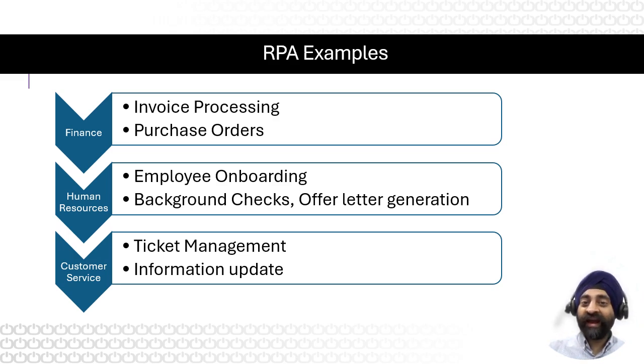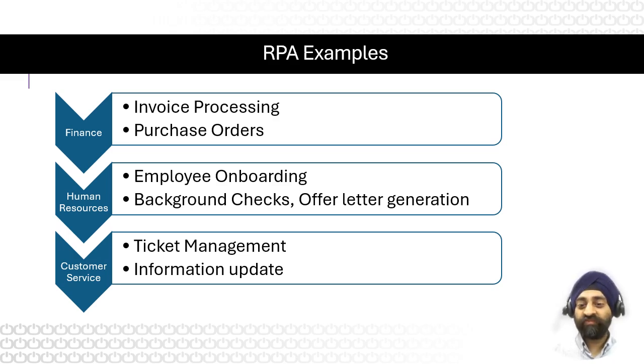So RPA enhances ticket management processes. Bots can categorize incoming customer inquiries, whether the inquiry is about complaints, about XYZ application, XYZ software, or a how-to issue, or any other area. So it can categorize and then assign them to the appropriate department.